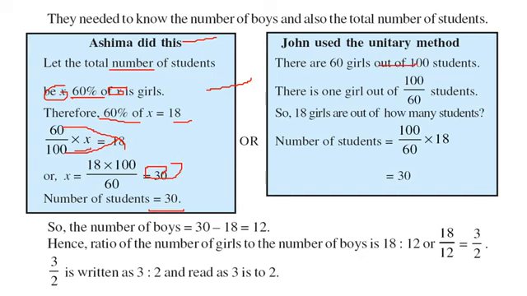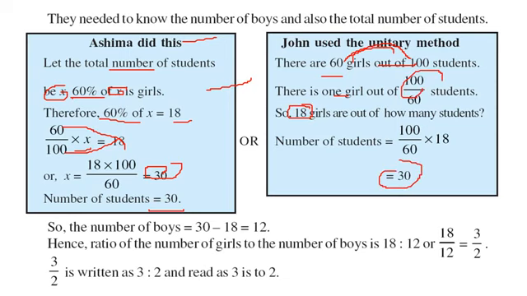Now John used the unitary method. He said 60% are girls. So 60 girls are out of 100. So one girl is out of 100 by 60. So 18 girls are out of how many students? 100 by 60 into 18. So this gets you 30.